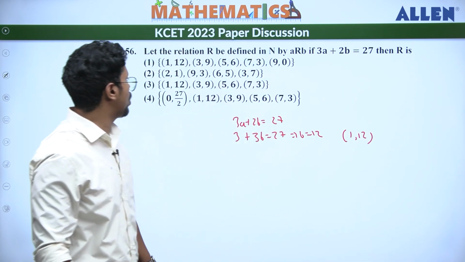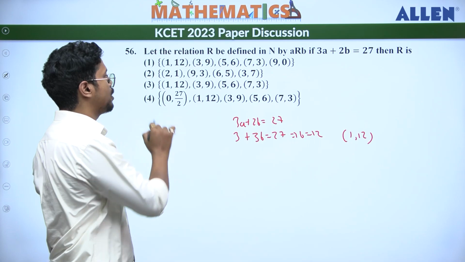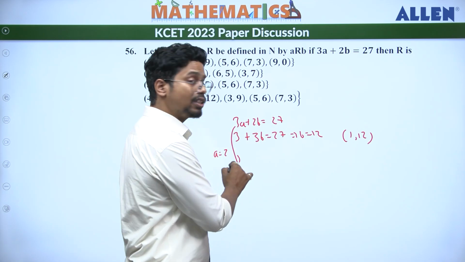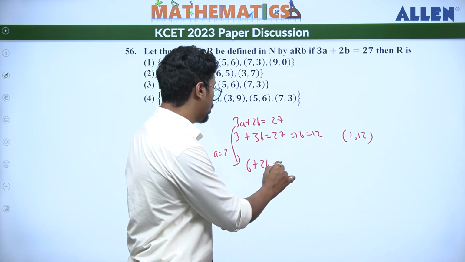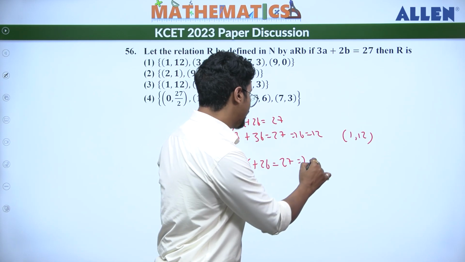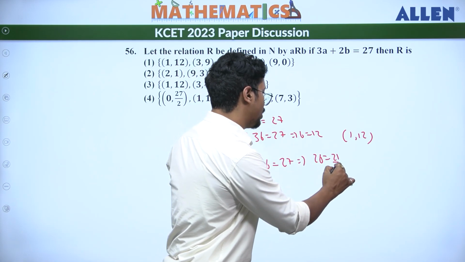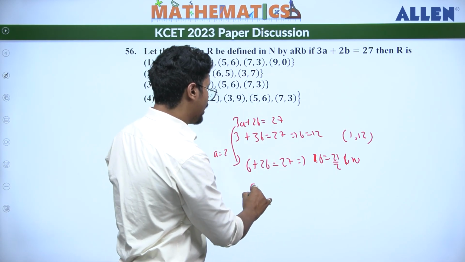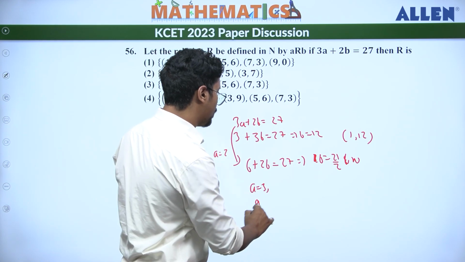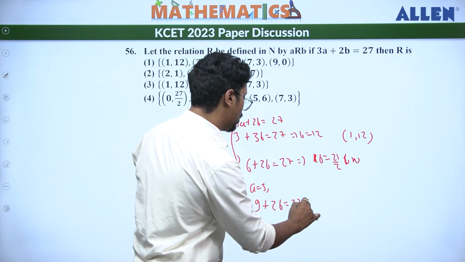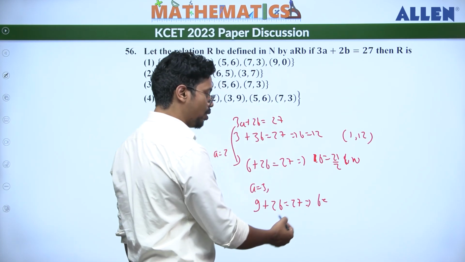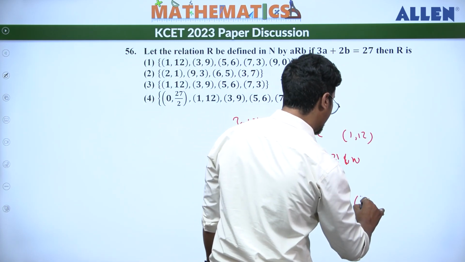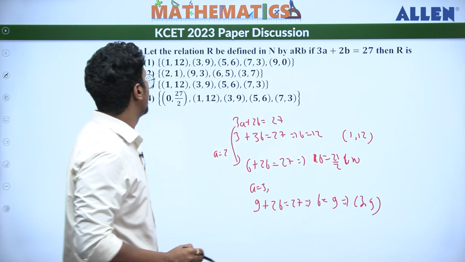Which of the options gives you (1, 12)? Either option number 1 or option number 3 or option number 4, all give you that. Let us try to see some other value. Put a equal to 2 in this equation. What you will get? 6 plus 2b is equal to 27. But in return, you will get the b value, which is 21 by 2, which is not a natural number. So this guy will not be included. Put a equal to 3, all of you. What you will get? 9 plus 2b is equal to 27. So b is equal to how much? I think b is equal to 9. Correct, right? So one solution will be (3, 9). Okay, fine.